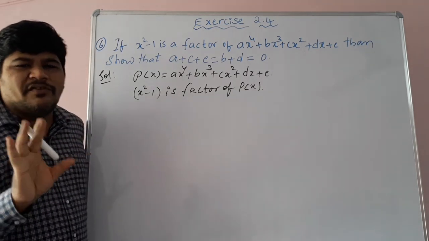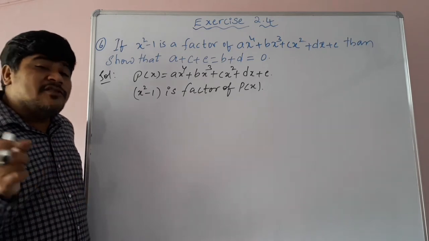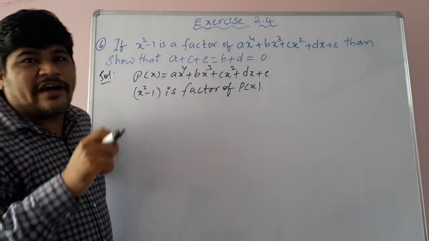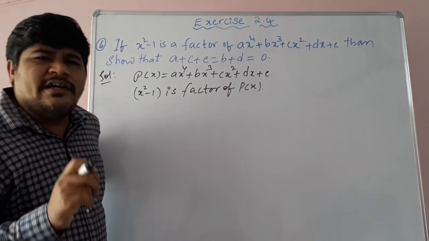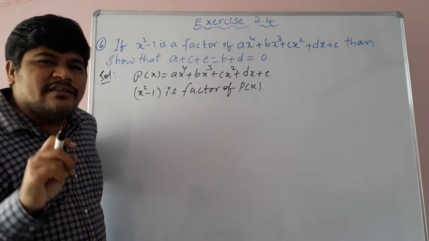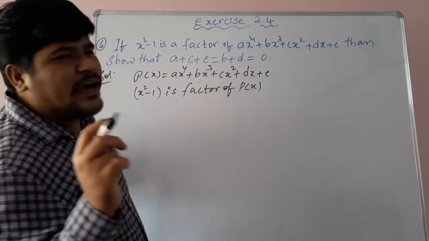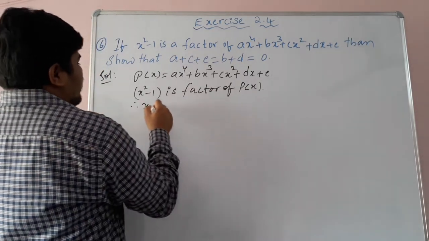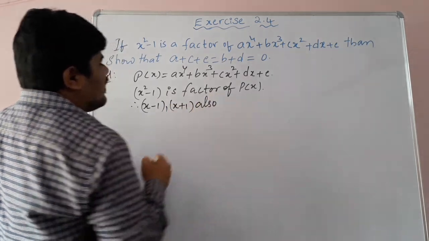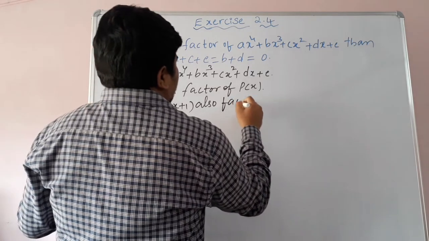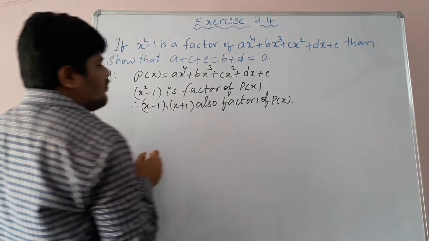Children, suppose I give you an example. For 30, 6 is a factor because 6 divides 30. And also factors of that factor are also factors of 30, children. Means 2 threes are 6, no? Is 2 a factor of 30? Yes. Is 3 a factor of 30? Yes. So in the same way, here x square minus 1 is a factor of p of x. Therefore, x minus 1, x plus 1 are also factors of p of x.